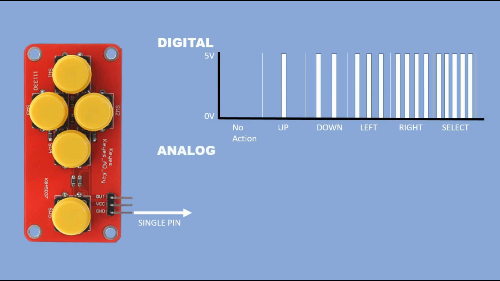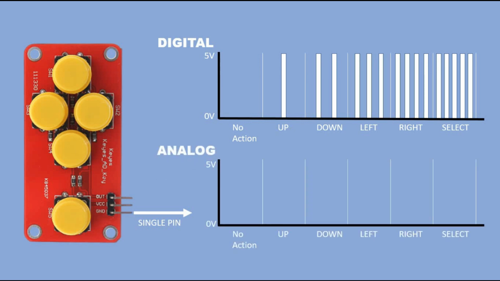So that brings us to the second method, which is the analog input, where the device sends to Arduino voltage values ranging from 0 to 5 volts. Here, pressing each button would result in outputting specific voltage value at the data pin, which can then be sent to Arduino and read with the use of analog read command.